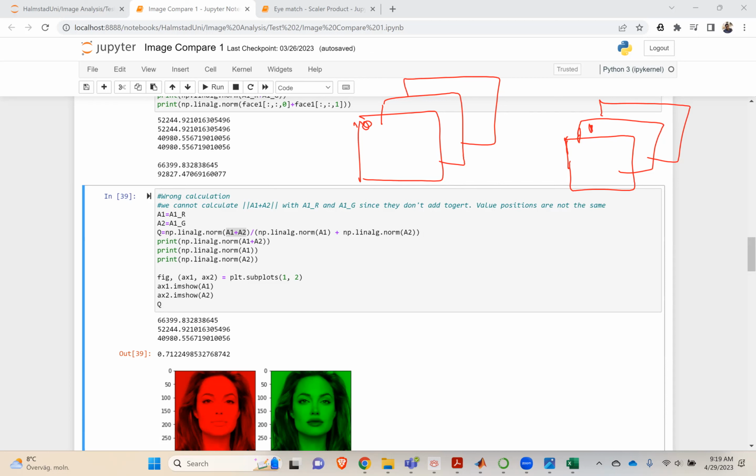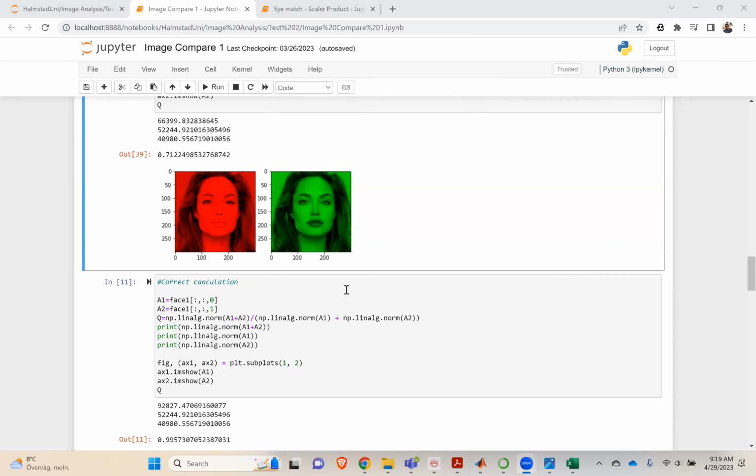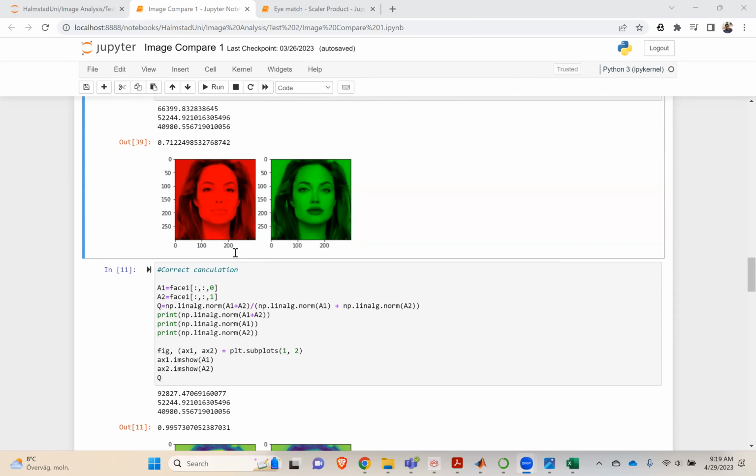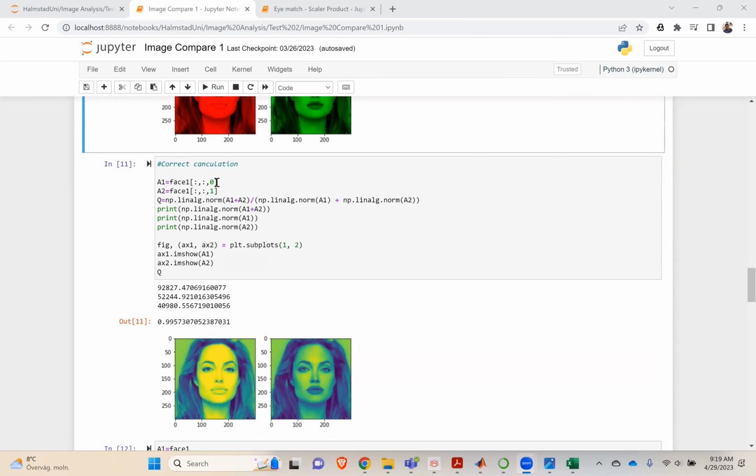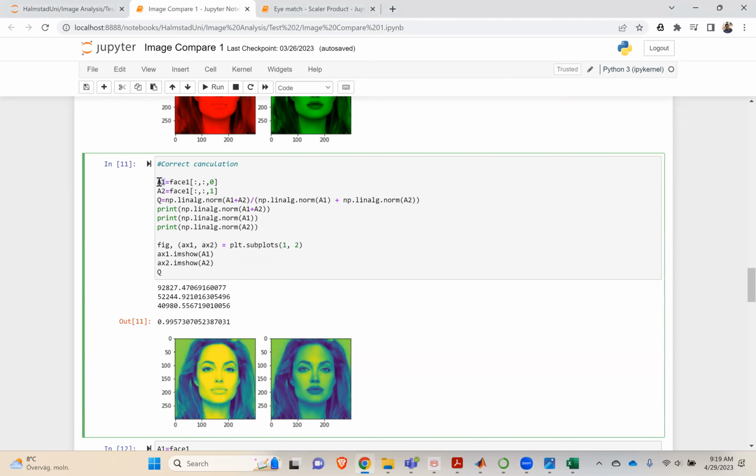So I made one correction in the program. In here, I select the red color and assign it not to a 3D array, but to a 2D array. So only one color will be there, just like a black and white image. In here also, I'm taking the red one and assigning it. Then when I calculate the norm, I get 99.5%. It's the same person, I get 99.5%.